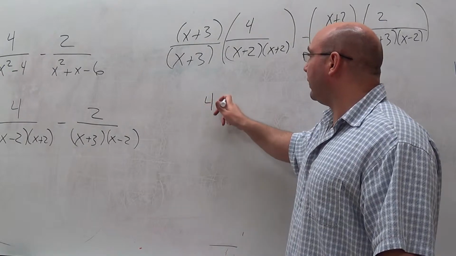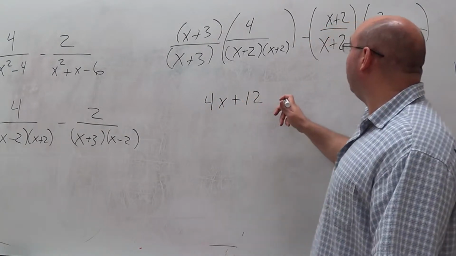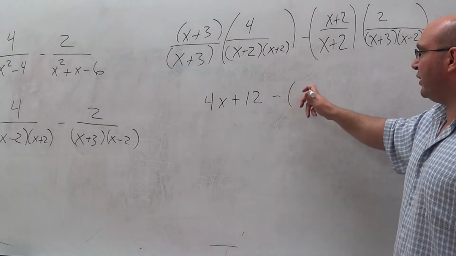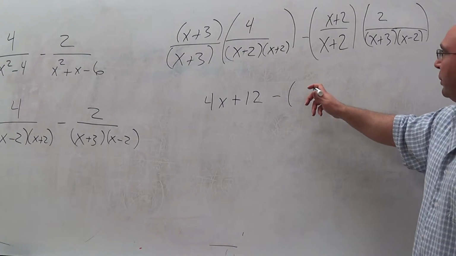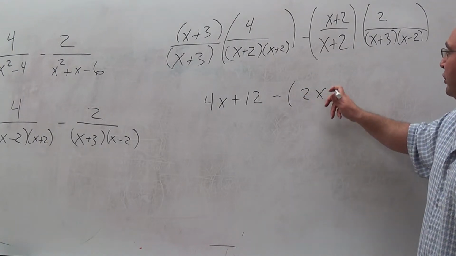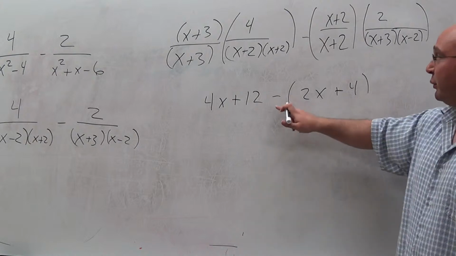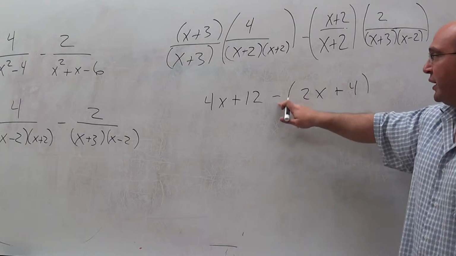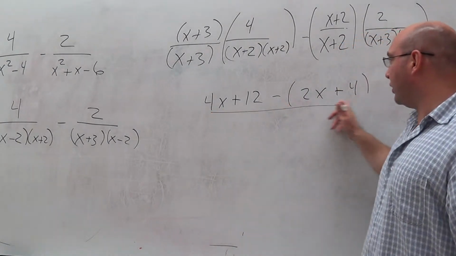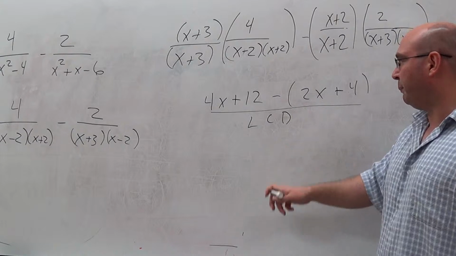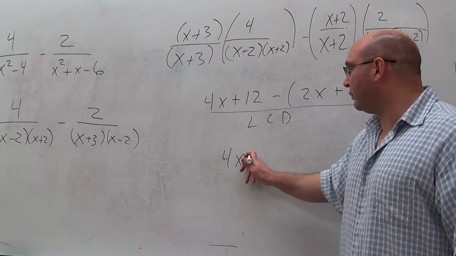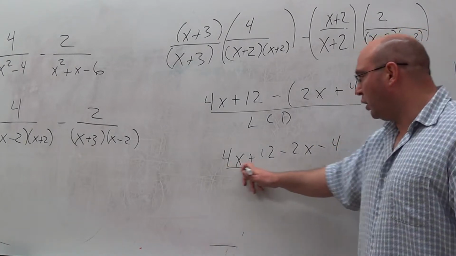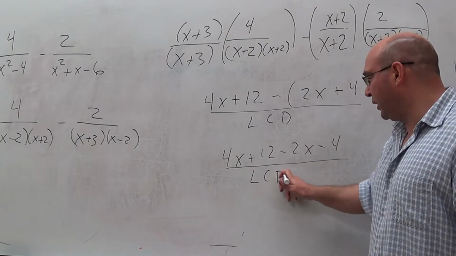I have 4x plus 12 minus, and I'm going to write it this way. You don't really have to, but I'm going to write it this way as I distribute out my 2. I'm going to leave it in here so we don't forget this negative sign, okay? So I'm multiplying these two together, but I'm not going to forget this negative sign. I'm leaving it there. And I'm just going to put this over our lowest common denominator. So this is going to be 4x plus 12 minus 2x minus 4 over my lowest common denominator.